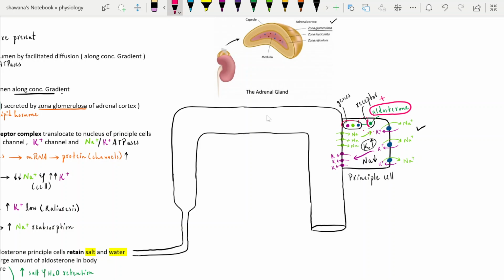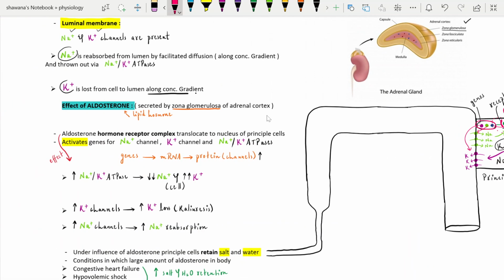This is the nucleus. And inside the nucleus, there are multiple genes. What kind of genes are present inside the nucleus? This one, the gene for the potassium channel, the gene for the sodium channel, and the gene for the sodium potassium ATPase. So when the aldosterone receptor complex translocates to the nucleus of the principal cell, it activates the genes for sodium channels and the potassium channels on the luminal membrane and the sodium potassium ATPase on the basolateral membrane.